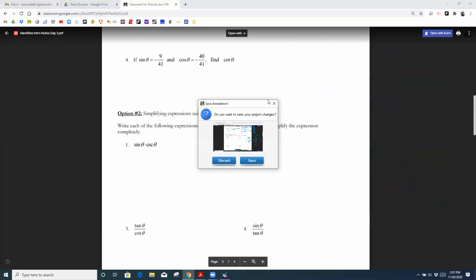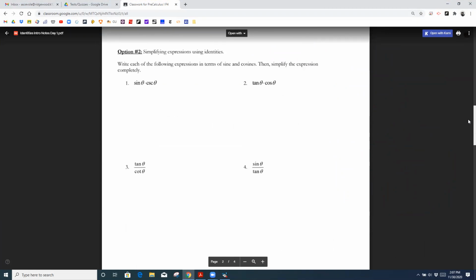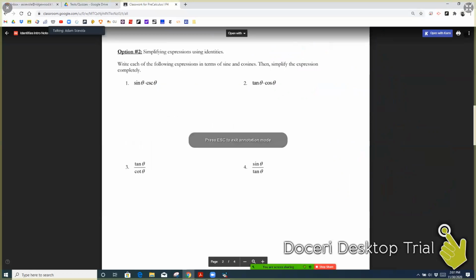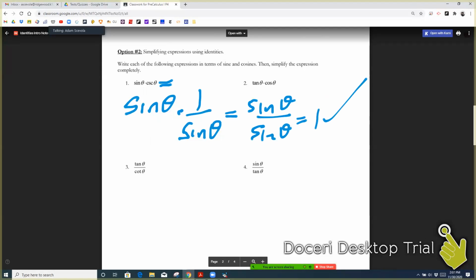All right, option 2. We can simplify expressions using identities. This is fun. You can take something like sine times cosecant and rewrite it with just one trig function, or sometimes less. Sine and cosecant should go together in your head because the reciprocal of sine is cosecant, which means that cosecant is equal to 1 over sine. Then sine over sine is equal to 1. So this is just equal to 1 for all values of theta.